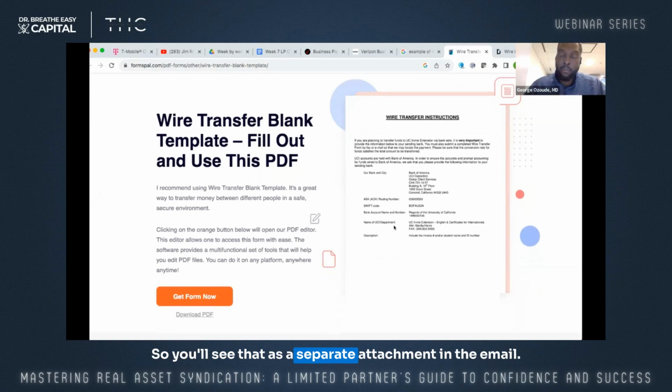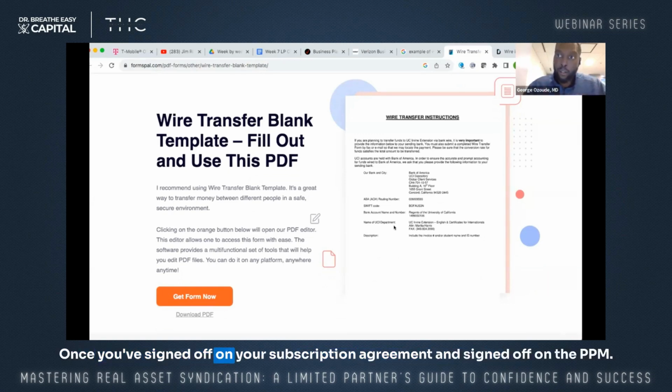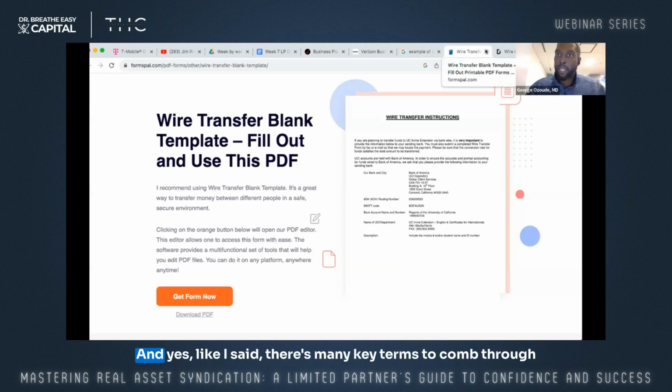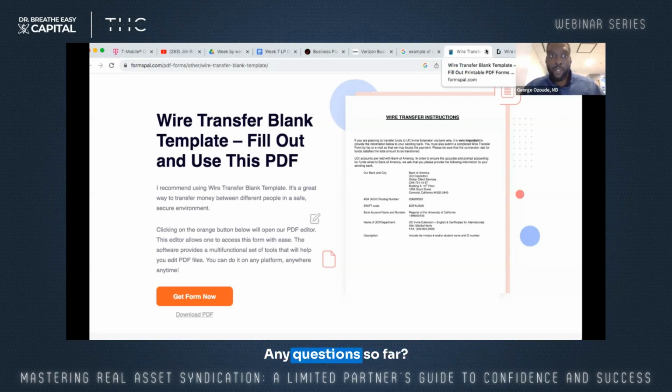So you'll see that as a separate attachment in the email once you've signed off on your subscription agreement and signed off on the PPM, which again is like the informed consent. So that's the last form you'll see before your funds are away and now you're invested in the deal. And yes, like Bio said, there's many key terms to comb through when you look through the PPMs and the OA agreements. So we'll jump into those right now. Any questions so far?